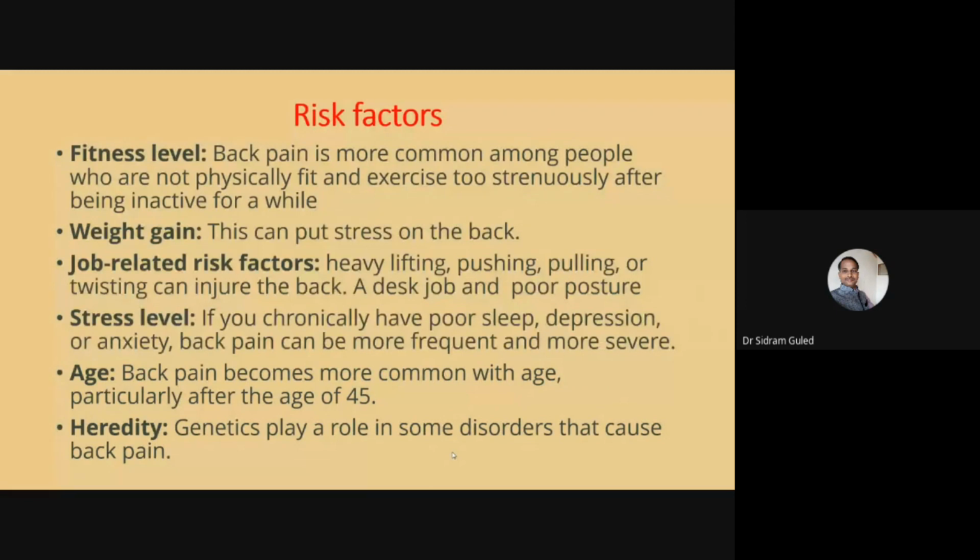There are risk factors for the development of spinal diseases, such as exercise-related fitness level. People who are not physically fit or active, and those who exercise too strenuously after being inactive for many days, are at risk. Factors like heavy lifting, pushing, pulling or twisting can injure the back or the vertebral column. Desk jobs and poor posture are important risk factors, and even stress and anxiety. Age is also a factor, and hereditary conditions like HLA-B27 have an important role to play in the manifestation of back disease.